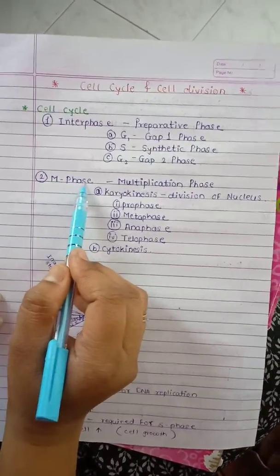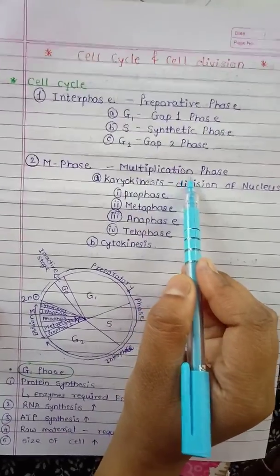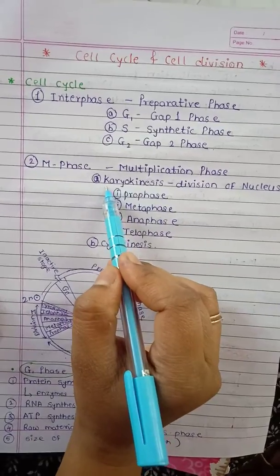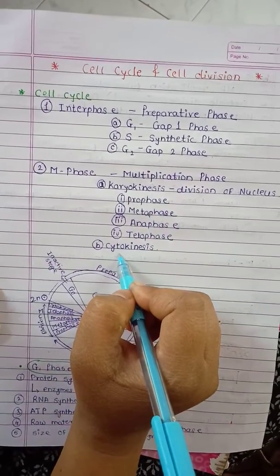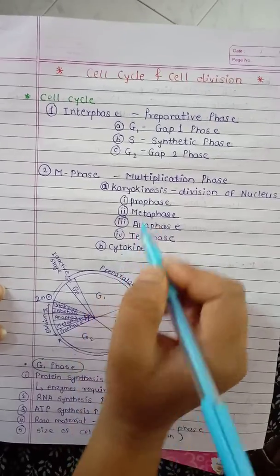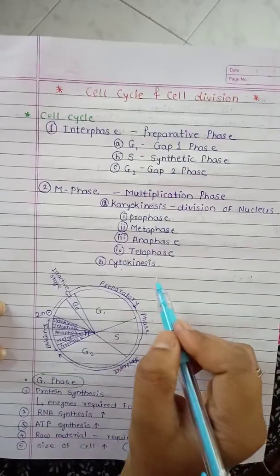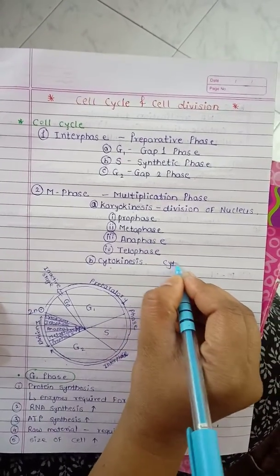After that comes M phase. M phase is also known as the multiplication phase. Here karyokinesis and cytokinesis are the two main stages. Karyokinesis is the division of the nucleus, and cytokinesis is the division of the cytoplasm.